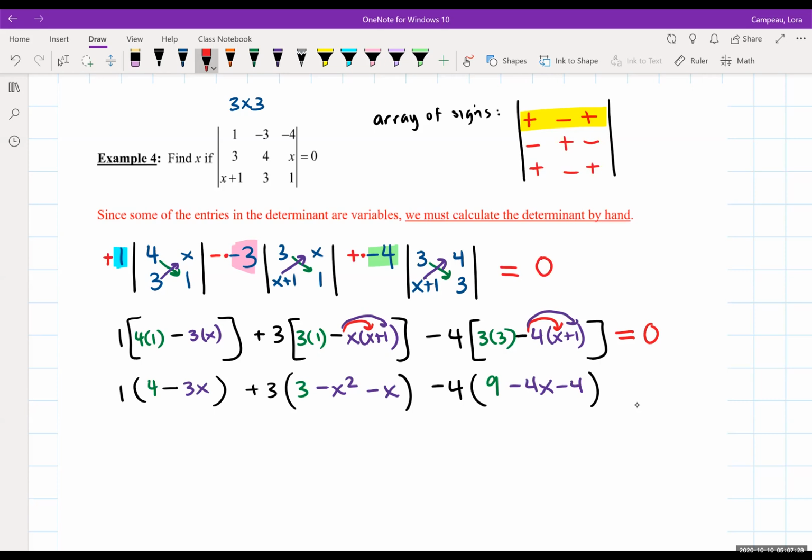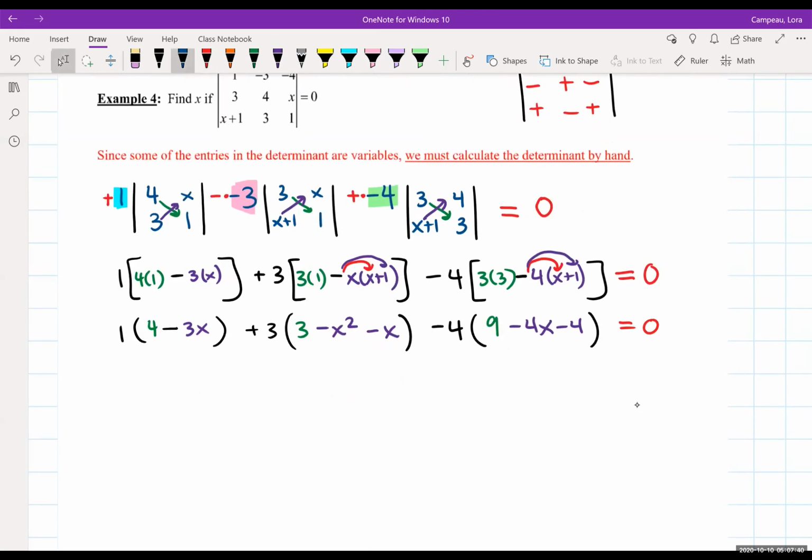So we still have everything equal to 0. Let's keep that in mind. Now I just go through and I can start simplifying. I see that I have a 1 times 4 minus 3x. I know anytime I multiply something by 1, it is true that you are distributing, but we still end up getting the same thing, 4 minus 3x. I do have a 3 that I can distribute. So 3 times 3 is 9. 3 times -x squared is -3x squared. And 3 times -x is -3x.